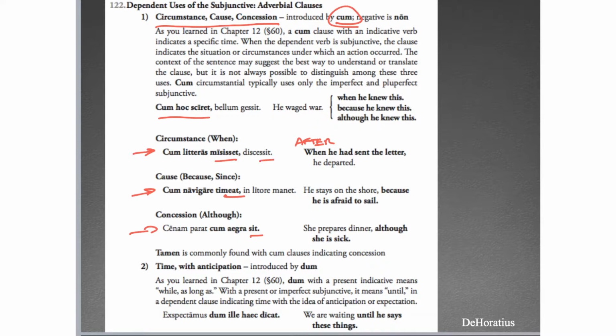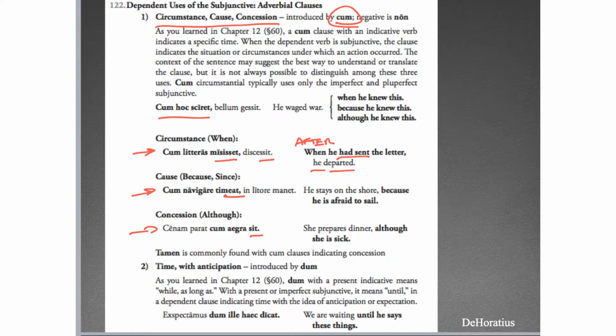If you look at the main verb here in the first example, discessit is a perfect verb. And misisset indicates time before the perfect, which of course is the pluperfect. So he departed, that's our discessit. He departed after he had sent the letter. If we go down, these are both same time.